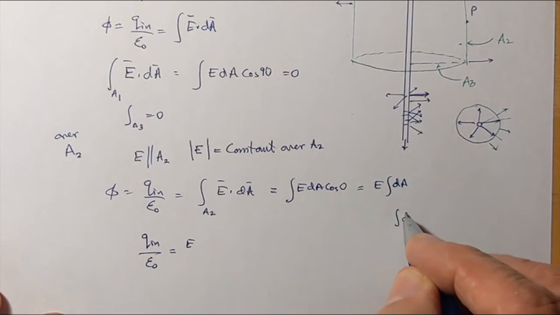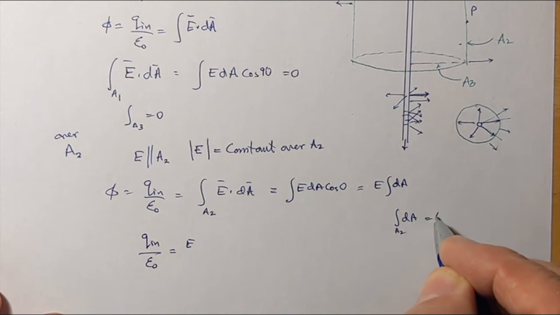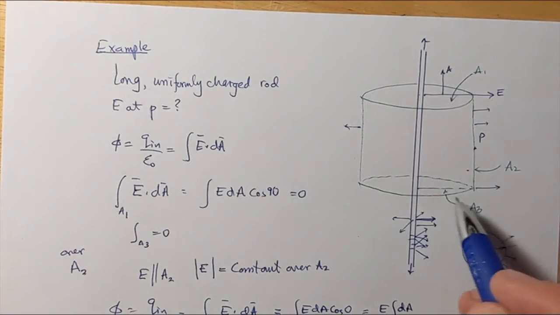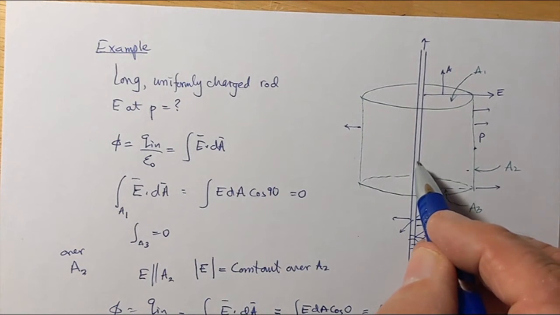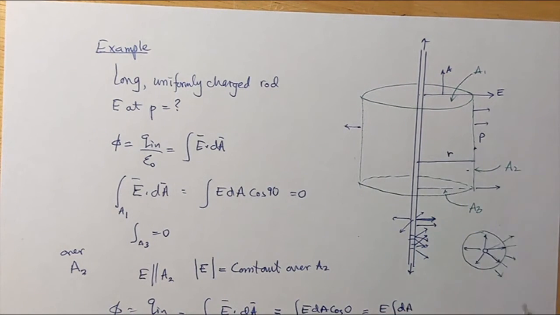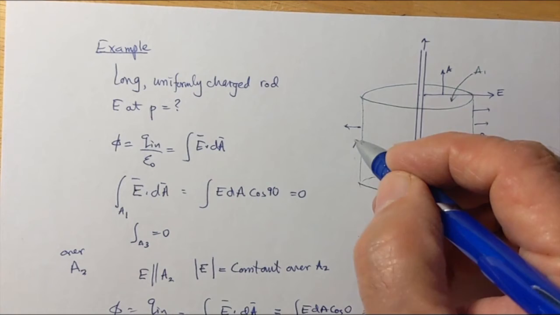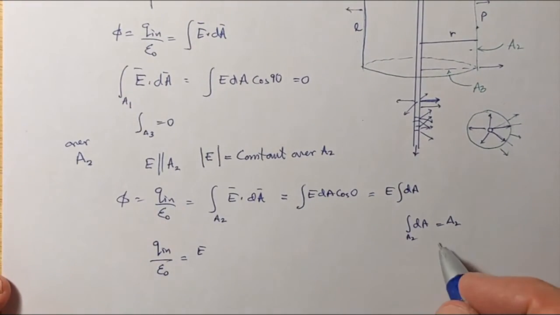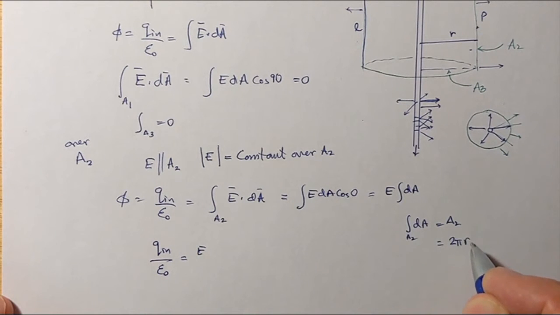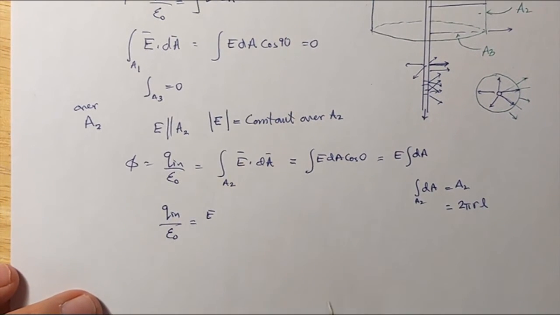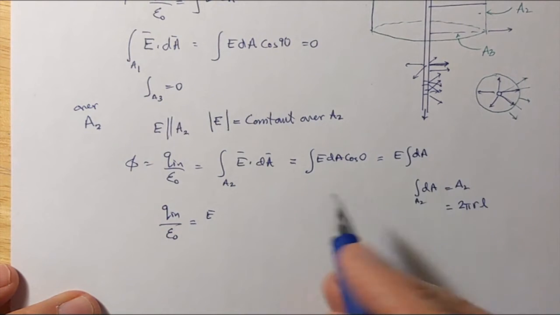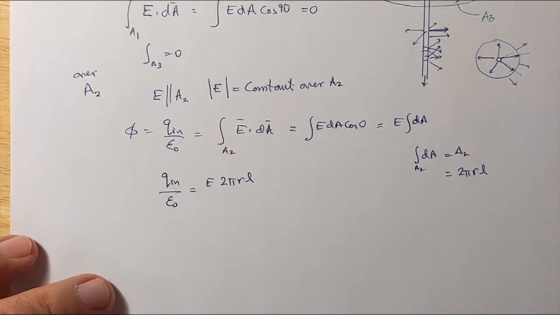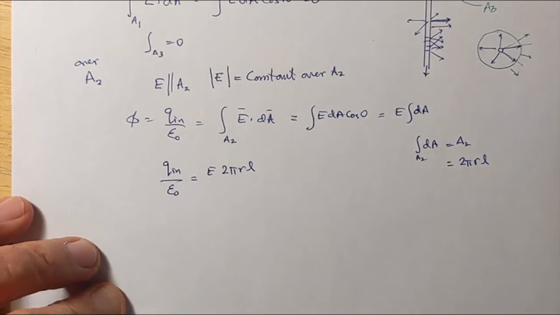Okay, the integral of dA over A2 is A2, and if the radius is taken as R, and the length is L, then A2 is going to be 2 pi RL. And so we can replace dA with 2 pi RL. Now, how do we write Q in?